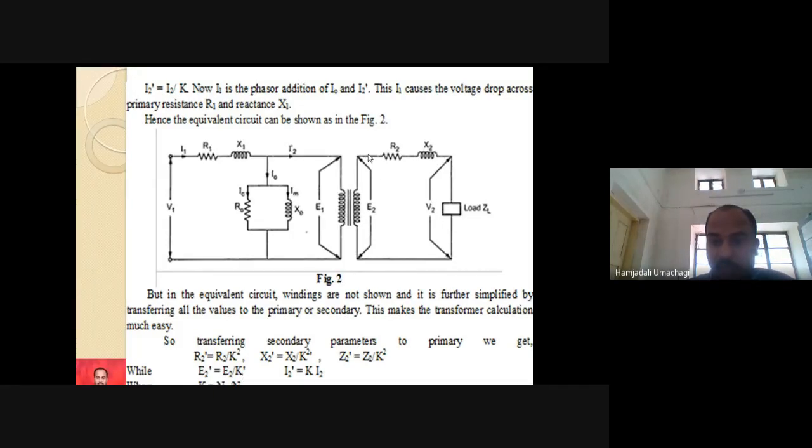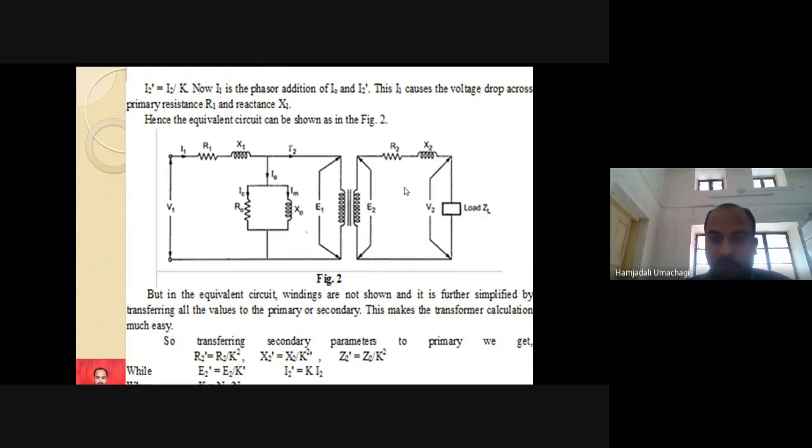Whereas your current I2 will become I2 dash. But now this I2 dash, instead of dividing, should be multiplied by a single K. Are you getting? Whenever we are moving things from secondary to primary, resistance, reactance and impedance should be divided by K square, voltage should be divided by a single K, and current should be multiplied by a single K.